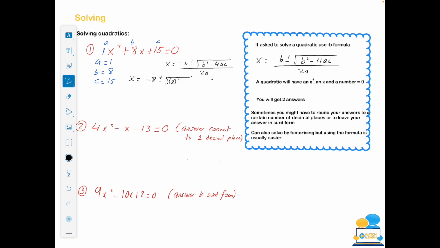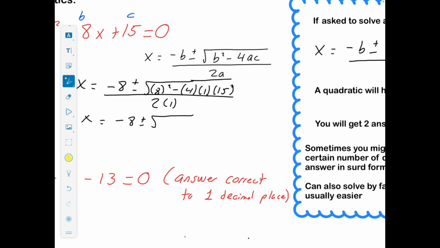So we're going to say that x is equal to minus b, so minus 8, plus or minus square root of b squared, which is 8 to be squared, minus 4 by 1 by 15, all over 2 multiplied by a, so that'll be 2 multiplied by 1. Now we're just going to tidy this up a little bit before I put into our calculator. So 8 plus or minus.